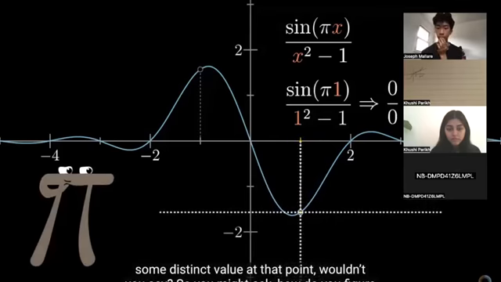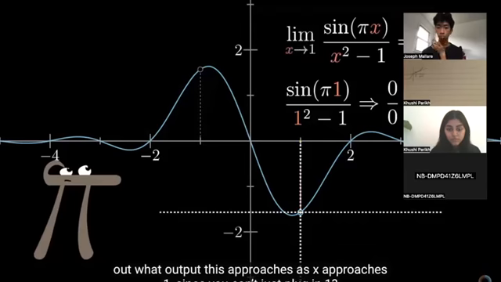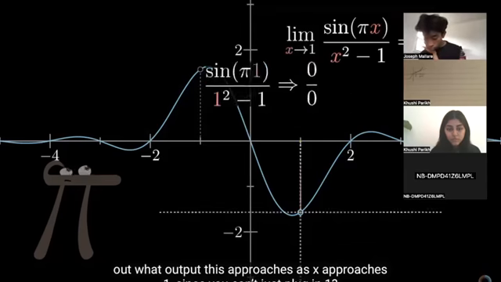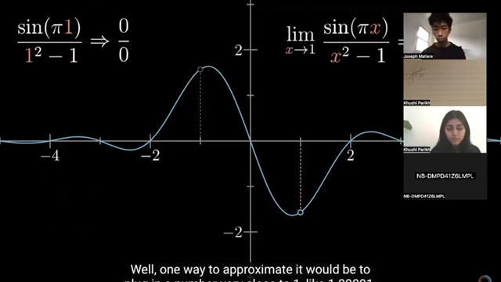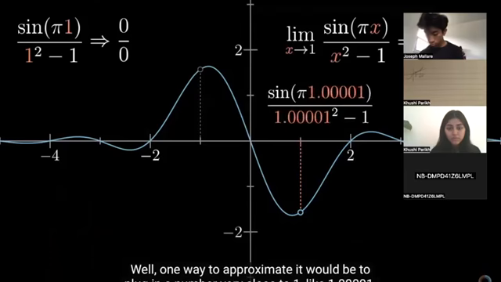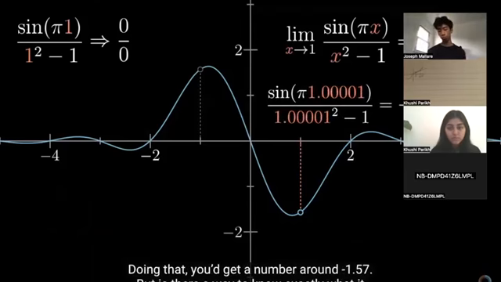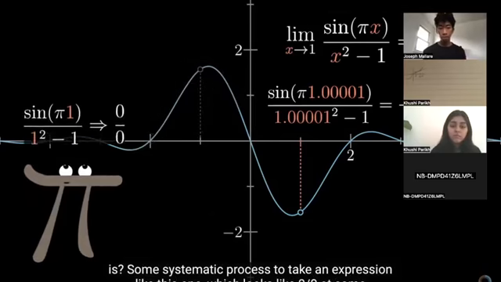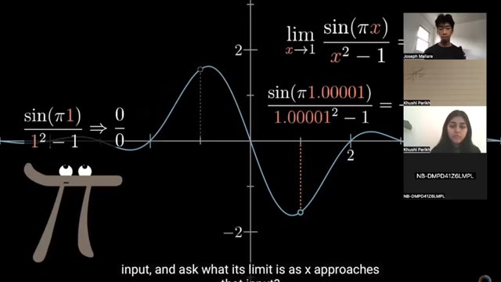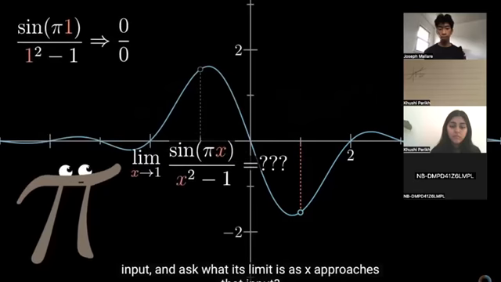So you might ask, how exactly do you find what output this approaches as x approaches 1, since you can't just plug in 1? Well, one way to approximate it would be to plug in a number that's just really close to 1, like 1.00001. Doing that, you'd find that this should be a number around -1.57. But is there a way to know precisely what it is? Some systematic process to take an expression like this one that looks like 0 divided by 0 at some input and ask what is its limit as x approaches that input?